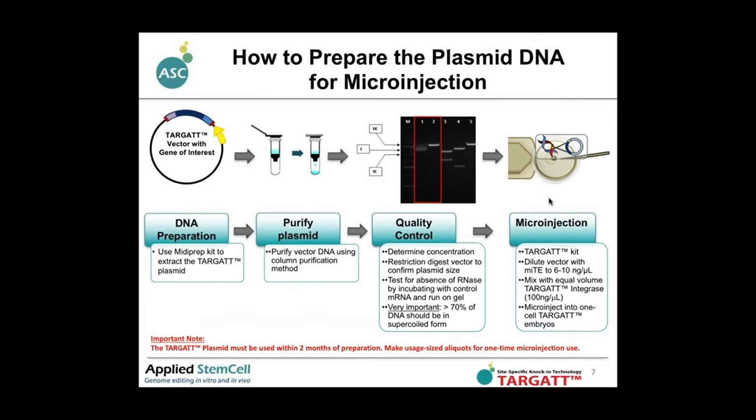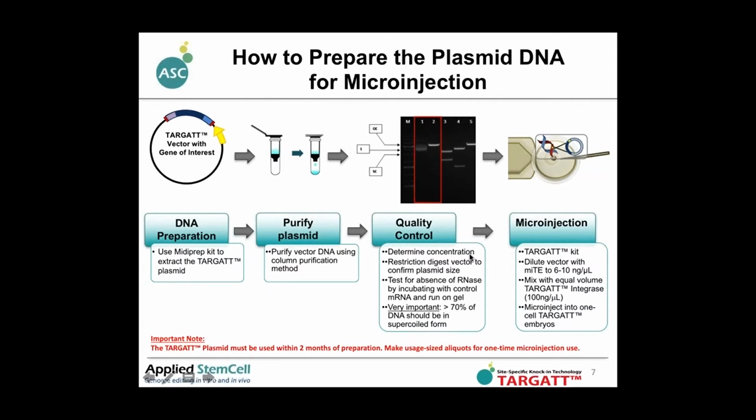The quality of the target vector or plasmid DNA is very crucial to the success of using the TARGATT technology for generating site-specific transgenic animals. First, the DNA can be prepared using a MIDI-prep kit to extract plasmid DNA, and purification can be done using the column purification method. For quality control of the plasmid DNA, we use several criteria. One is to determine the concentration accurately.